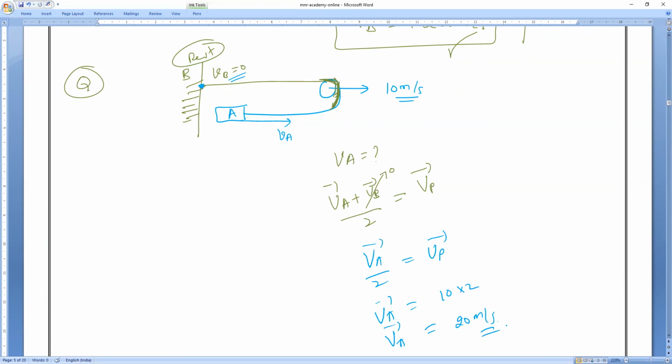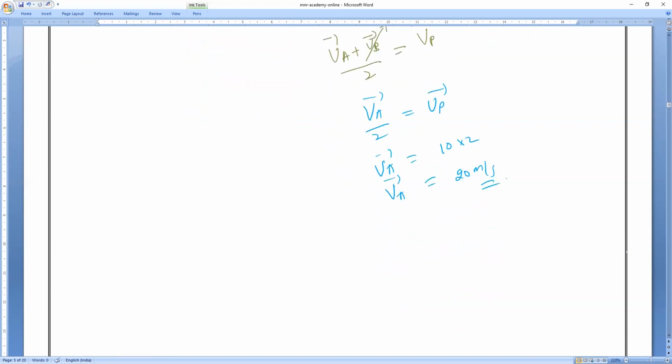So this is how you have to calculate it when it is a mobile pulley and when it is a fixed pulley. Clear, everybody? Understand, everyone? Please respond.